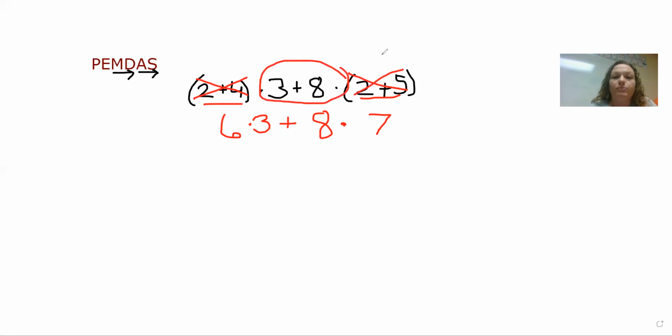So now we have a new problem. So we're going to move across again. We have some multiplication. 6 times 3 is 18. And again, we rewrite the problem. Plus 8 times 7. So now we have to decide, we're going to do the multiplication first again. So this equals 56. And we tack on the 18 plus. Okay, so then we just have a simple addition problem.